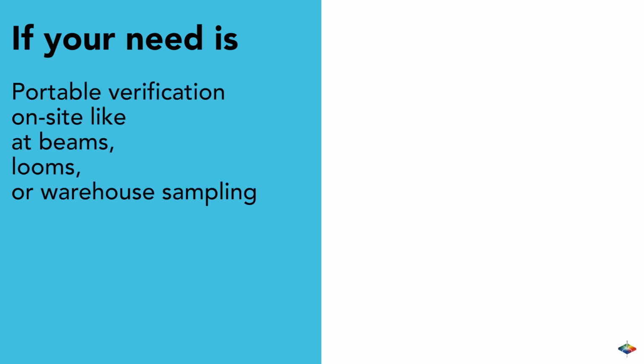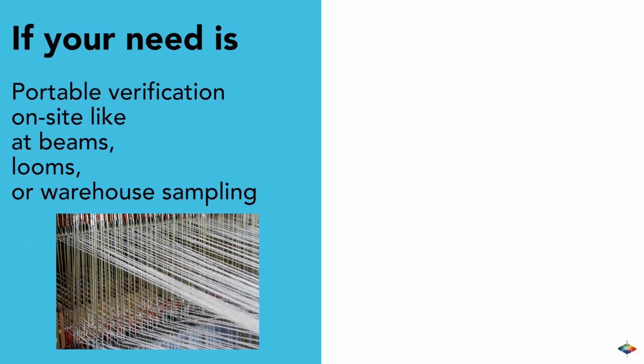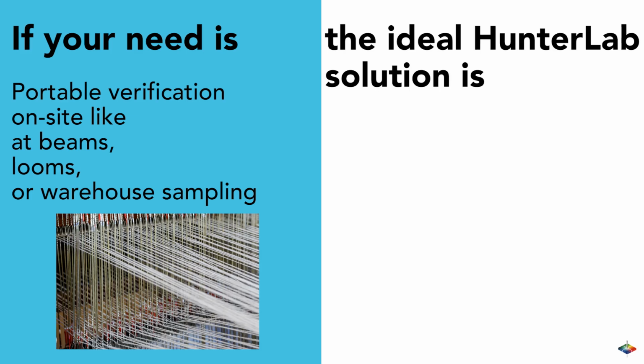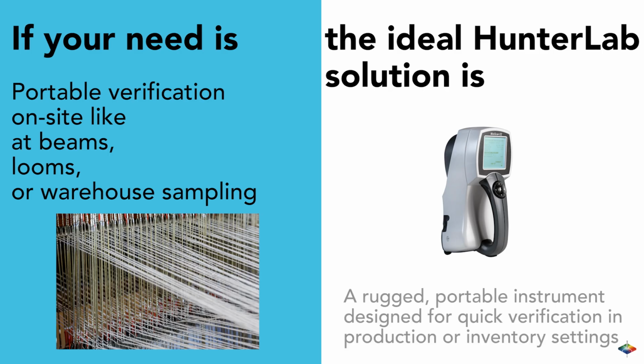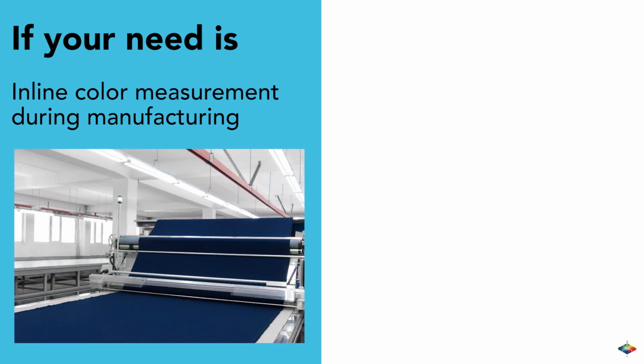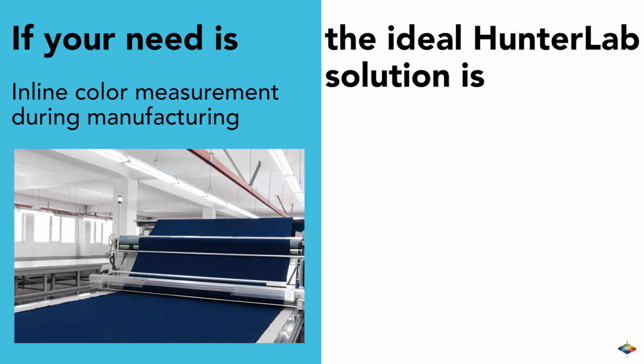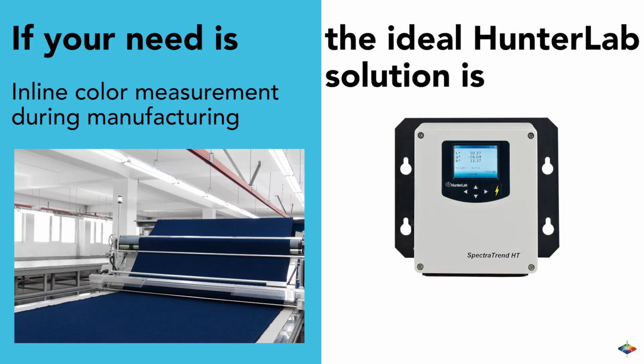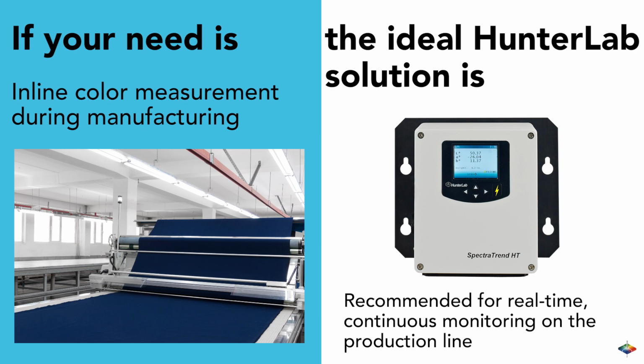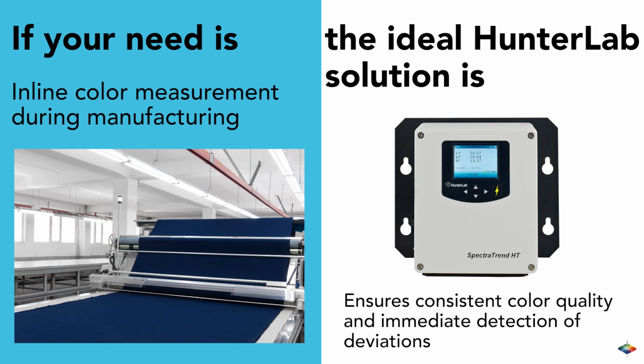If your need is portable verification on-site, like at beams, looms, or warehouse sampling, then the ideal HunterLab solution is Miniscan EZ, a rugged, portable instrument designed for quick verification in production or inventory settings, rather than core lab use. If your need is inline color measurement during manufacturing, then the ideal HunterLab solution is SpectraTrend HT, recommended for real-time, continuous monitoring on the production line. Ensures consistent color quality and immediate detection of deviations.